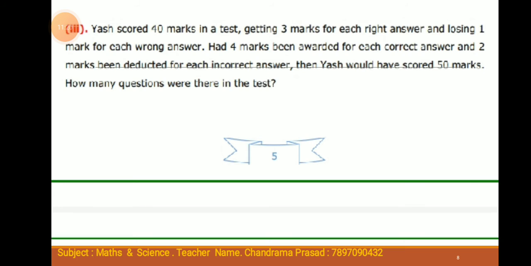Third, S scored 40 marks in a test, getting 3 marks for each right answer and losing 1 mark for each wrong answer. Had 4 marks been awarded for each correct answer and 2 marks been deducted for each incorrect answer, then S would have scored 50 marks. How many questions were there in the test?